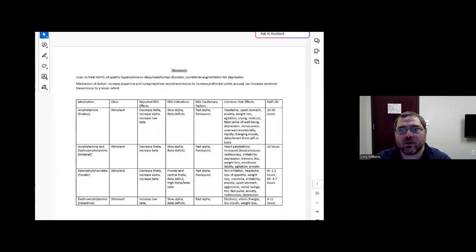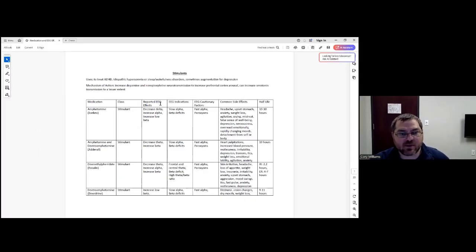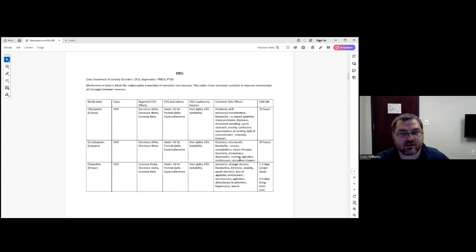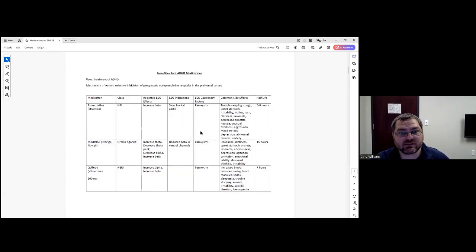There we go. So this is what the spreadsheet looks like. We go through each class of medication. We talk about what is used to treat, the potential mechanism of action for why it's useful or helpful, and then the reported EEG effects and indications and cautionary factors. We have the half-life listed. We have the common side effects listed. We go through this for stimulants, for non-stimulant ADHD medications.